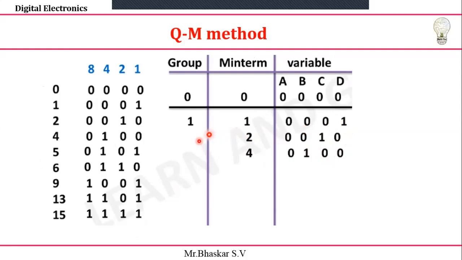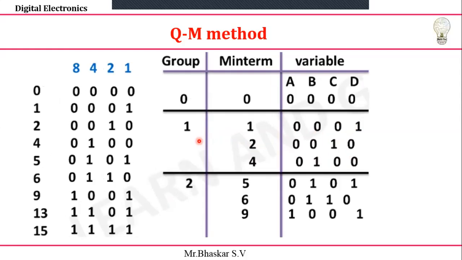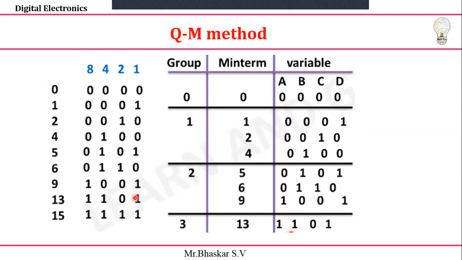Next is group 2. Group 2 consists of two ones. What are the min terms it has? 5 consists of two ones, 6 also, and 9 also. So group 2 consists of 5, 6, 9, each with two ones. Similarly, looking at the next, group 3 consists of three ones. What does it have? 13 is 1101. 15 doesn't belong here, since it consists of four ones. That's why we have only one: the min term 13, which consists of three ones.